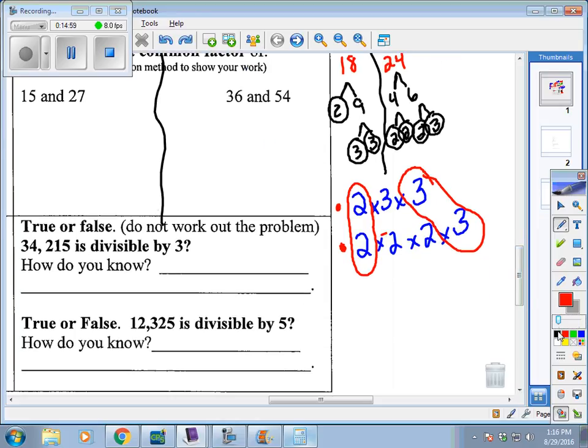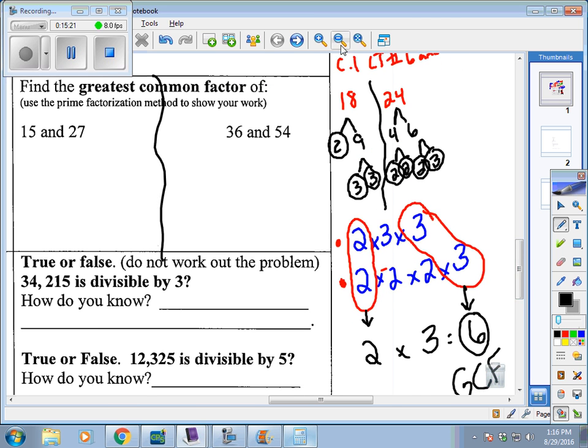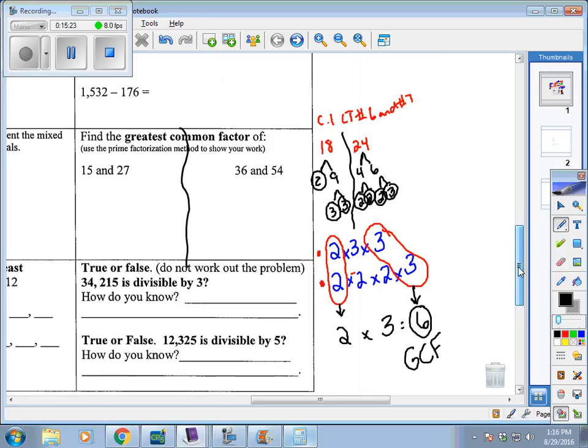Now what we're going to do is take one from each of these common factors. Those are just common factors they share. We know they share a 2. We know they share a 3. And we are going to multiply them. And that is going to give us our greatest common factor, GCF.